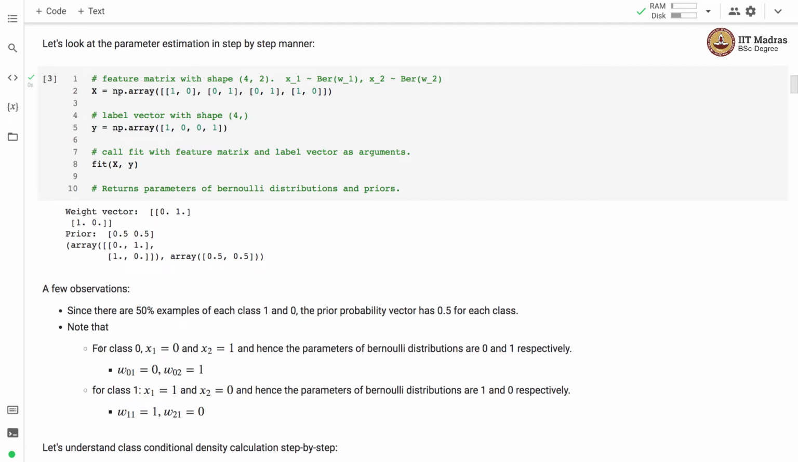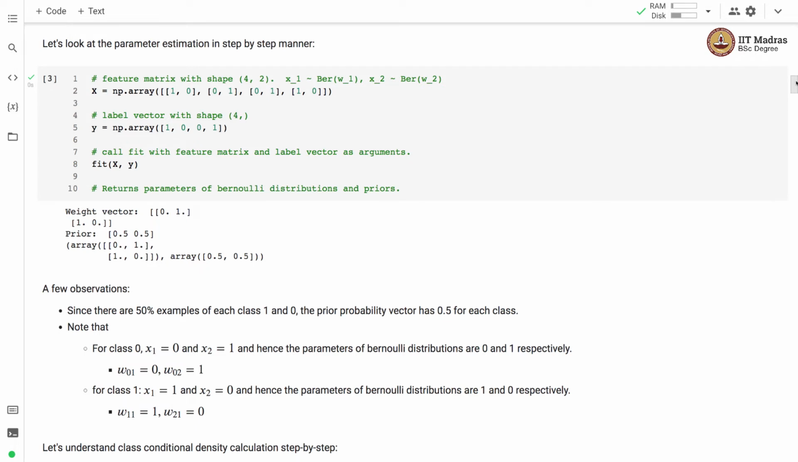So now you can see that there are a few observations. There are 50% examples from class 1 and from class 0, hence the prior probability vector has 0.5 for each class. And note that for class 0, we have value of x1 equal to 0 and value of x2 equal to 1. So that's why you see that W01 is 0 and W02 is 1, that you can see in this weight matrix. And for class 1 we have x1 equal to 1 and x2 equal to 0, and hence the parameters of Bernoulli distribution are 1 and 0.